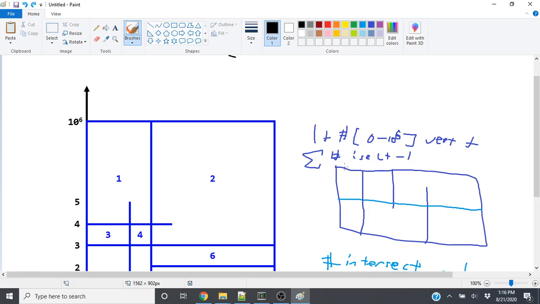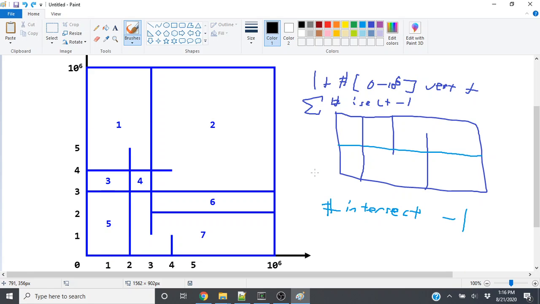Then you want to find the number of intersections. This is not as easy. The way you do it is with some sort of range query structure, let's say a Fenwick tree or a segment tree or anything really.